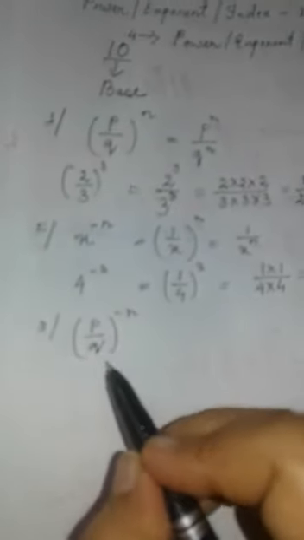Then number 3 is (p/q) within brackets raised to the power minus 9. Again our power is minus, so what will we do? We will reciprocate it, meaning (q/p) within brackets to the power n. According to the first rule, we can write this as q raised to the power n by p raised to the power n.